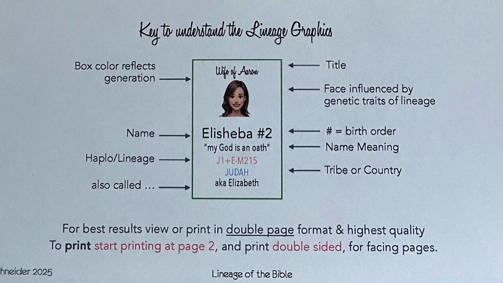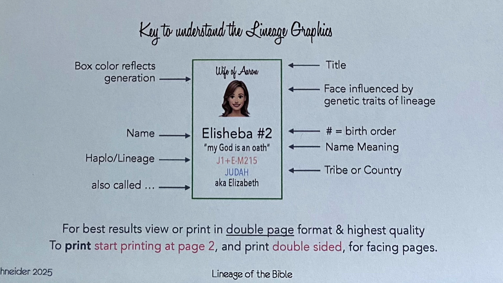Then we have the name of the person, and if they are a group of siblings, then it'll say number 1, number 2, number 3, number 4, whatever. That's the birth order if it is given. If it is not given, then we don't have that, okay? Then the meaning of that person's name. Then there will be haplolineage information. That's more for me to keep everything straight. If you're interested in haplogenetics, start at Wikipedia.